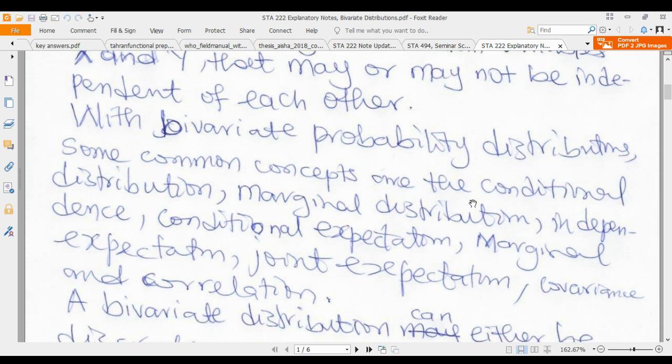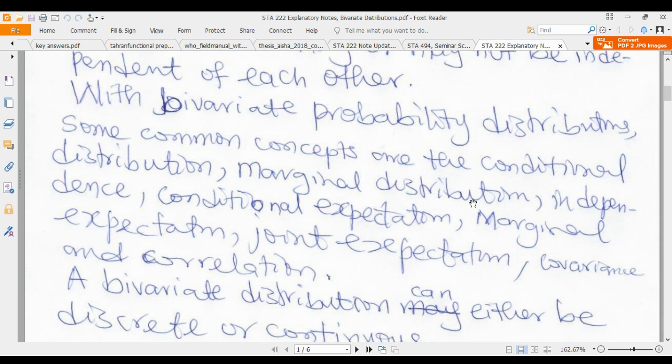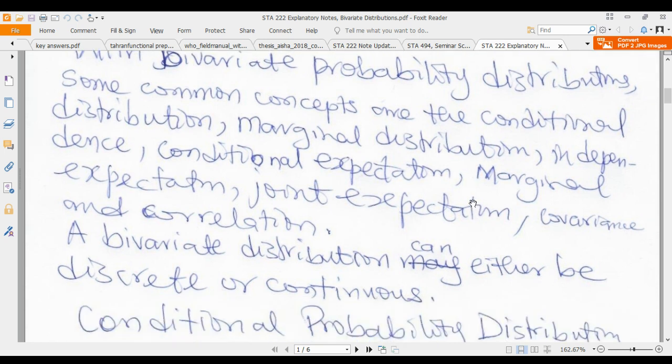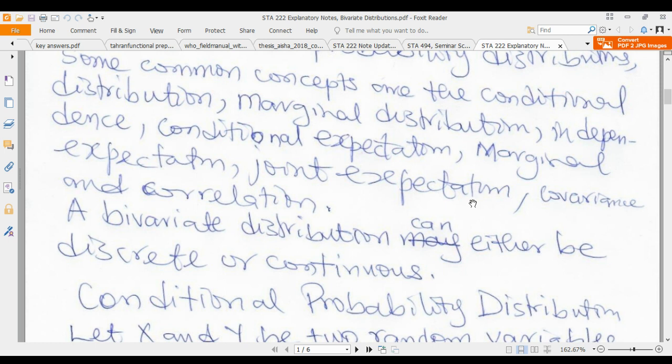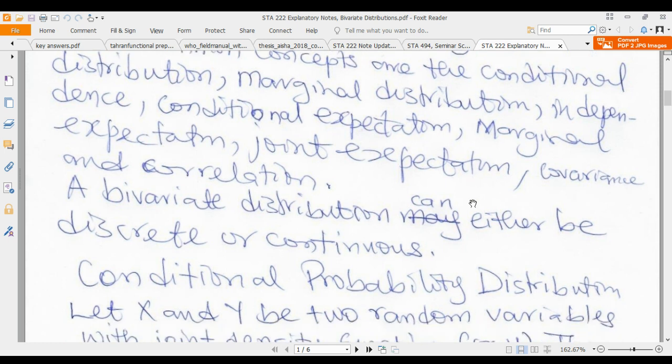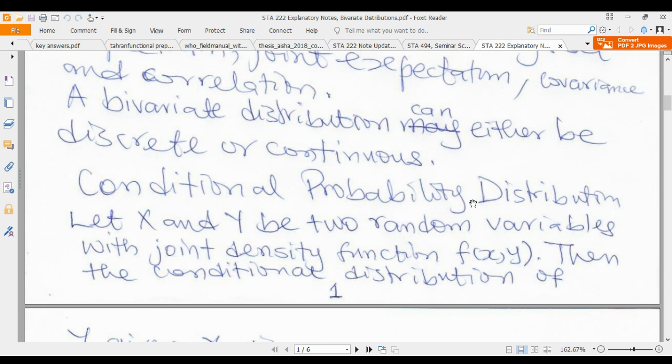So with bivariate probability distribution, some common concepts which we will also look at are the conditional distribution, the marginal distribution, the concept of independence, the conditional expectation, marginal expectation, joint expectation, the variance covariance matrix, the correlation, and a few others. So, as I said, a bivariate distribution can either be discrete or continuous.